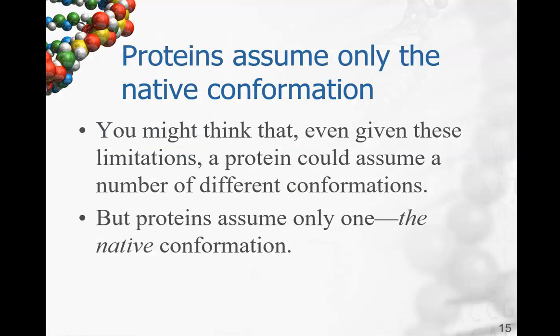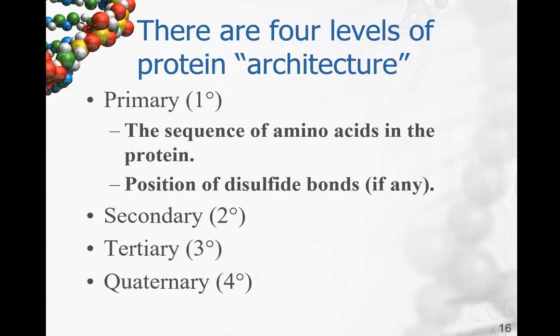So you would think that you could form lots of different conformations even with these limitations, but proteins usually assume only one conformation, which is the native conformation. And that's not to say that proteins are rigid, because they're not. They do have some ability to breathe, but we will refer to the accepted conformation, the biologically active conformation, as the native conformation. So these are the 4 levels of protein architecture that we want to talk about today.